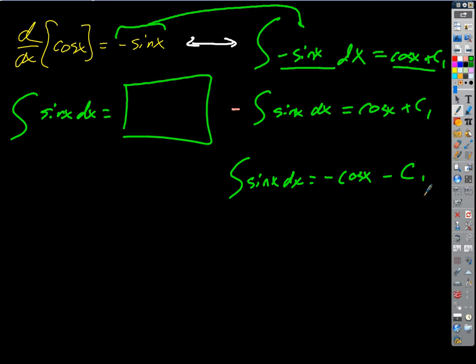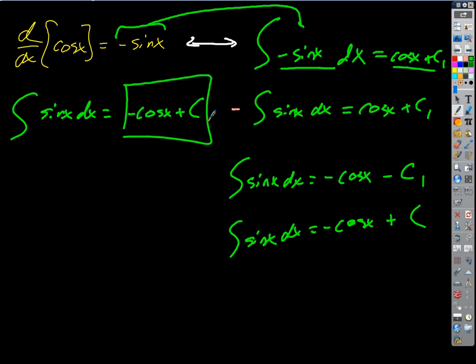But why would I have minus c1 when that's just a different constant? Right? What if c is 5? Then this constant's -5. It's still a constant. So instead, we'll just call it negative cosine x plus a different constant. Call it c. Okay, so that's our answer. The antiderivative of sine x dx is negative cosine x plus c.